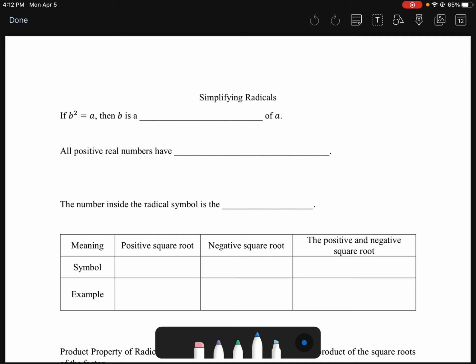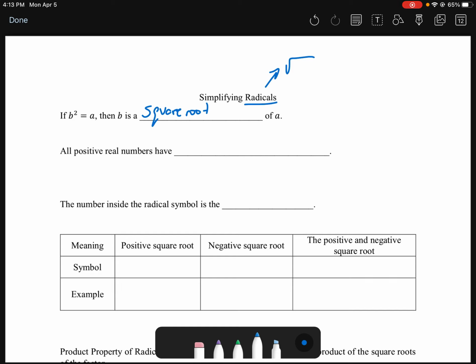Hey guys, today we're going to be simplifying radicals. So before we start simplifying, we have to know what they are. If b squared is equal to a, then b is a square root of a. So pretty much when we're saying radicals, you should be thinking of square roots.